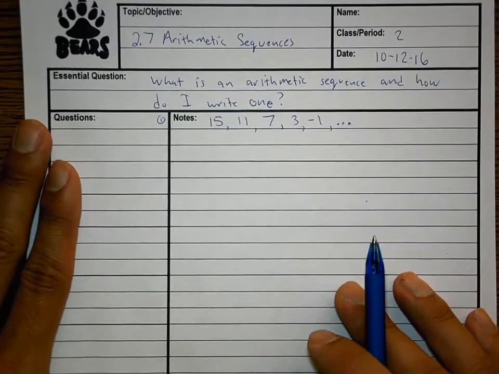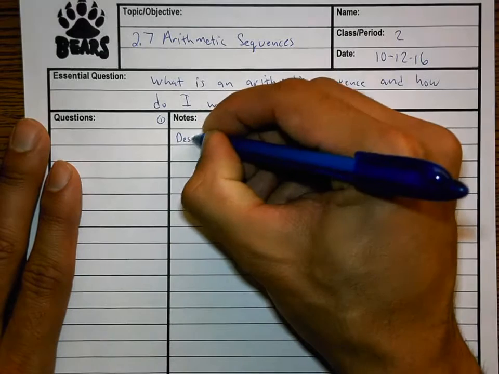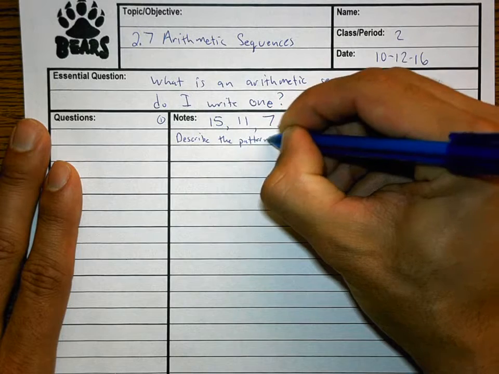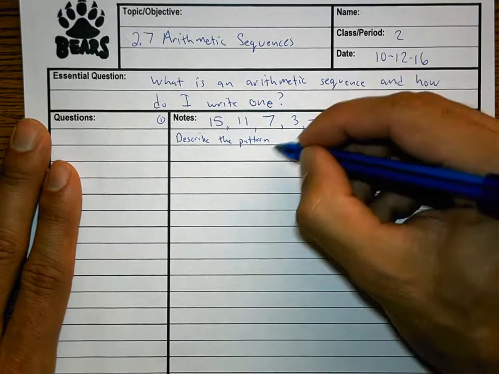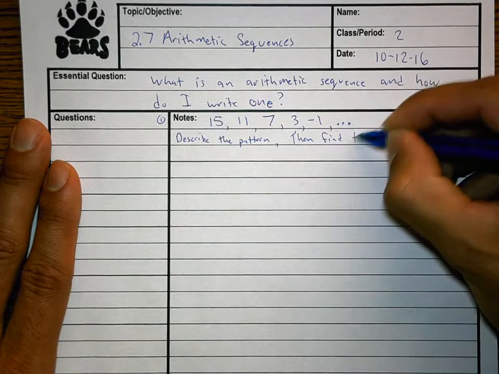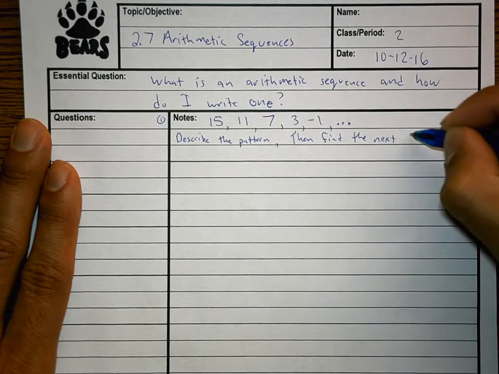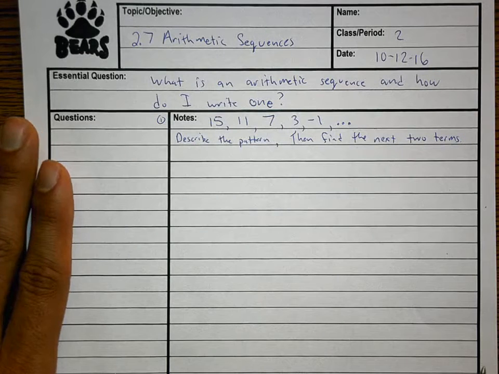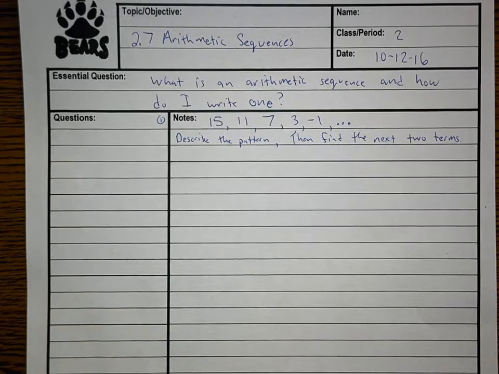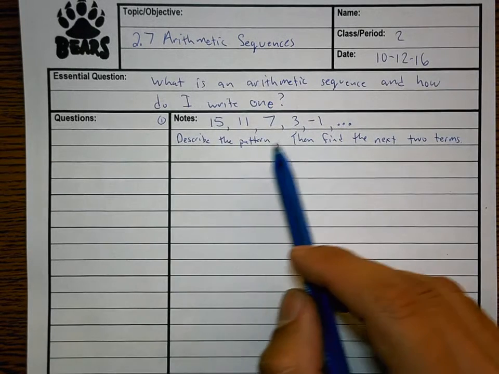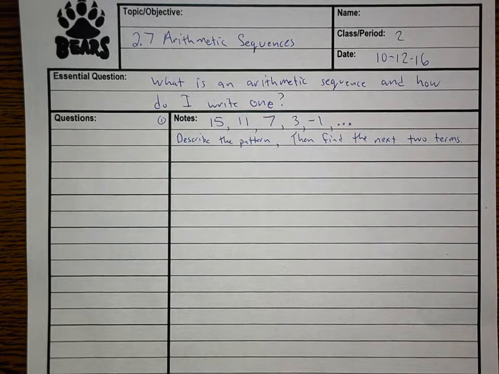And the directions are going to say, describe the pattern, then find the next two terms. Describe the pattern, then find the next two terms.